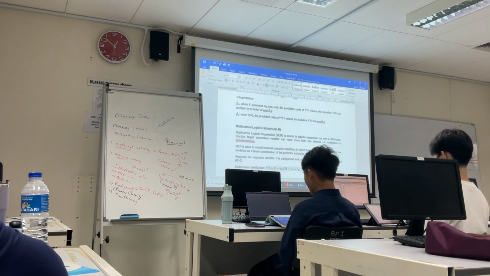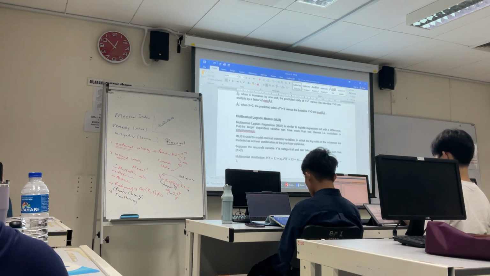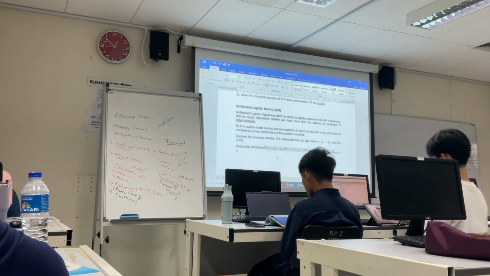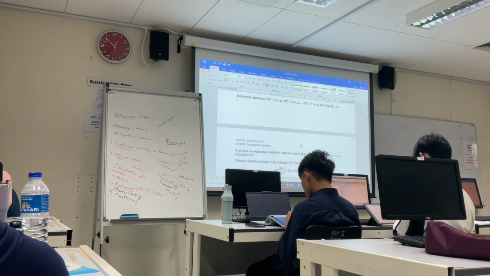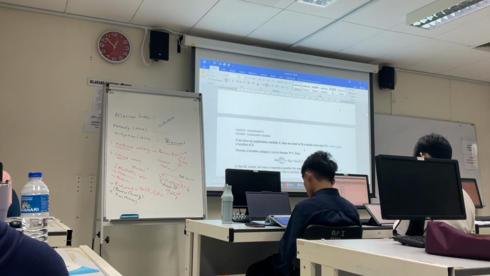Okay. Multinomial logistic model. The MNL is used to model nominal outcomes, in which the logits of the outcome are modeled as a linear combination of predictor variables. Suppose the response y is categorical, takes a value 1, 2, up to k, such that k is bigger than 2. Multinomial distribution, right? You have a variable x, then we want to fit a model such that the probability of y equal to k is a function of x.